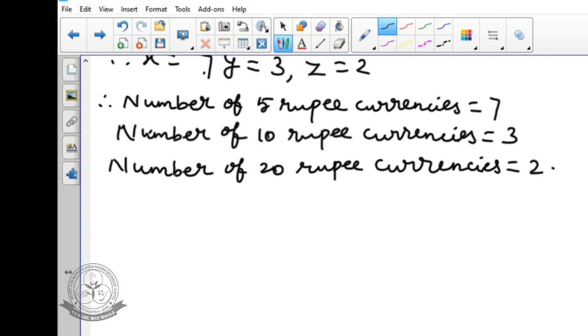That's all. x is the 5 rupee currencies, y is the 10 rupee currencies, and z is the 20 rupee currencies. So you have to add 7 plus 3 plus 2 equal to 12. So the number of currencies is 12. So our answer is also correct.